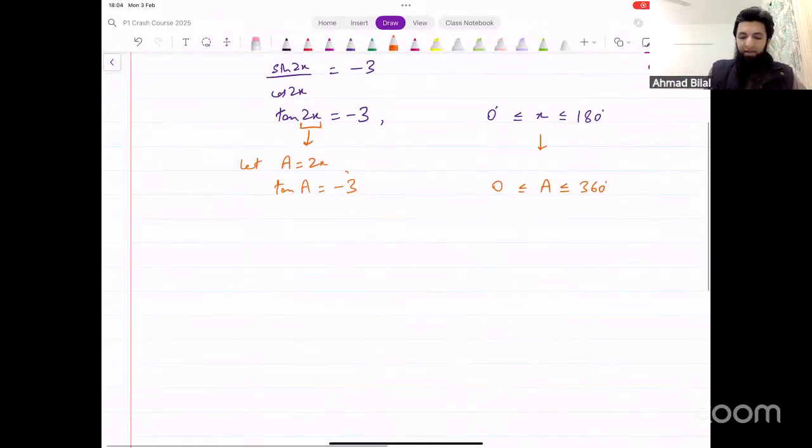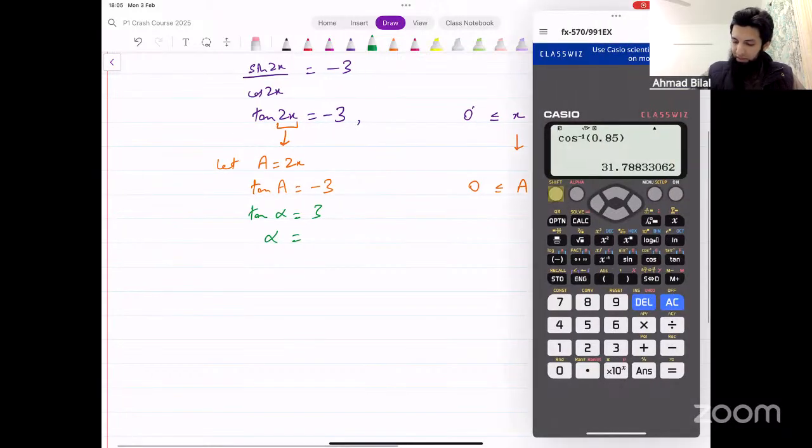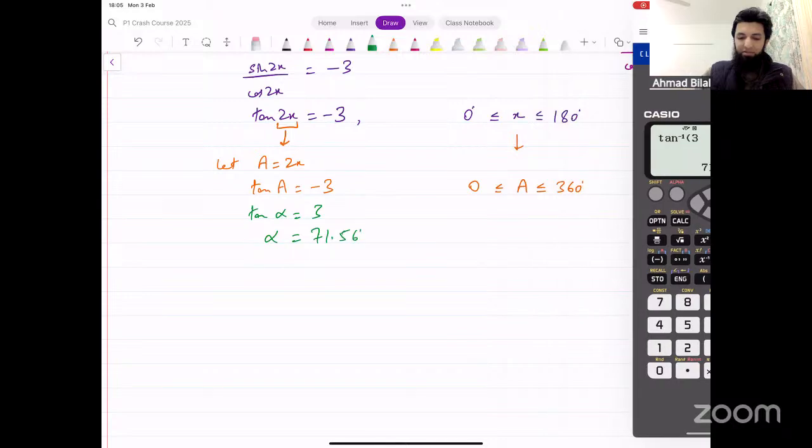So we were here, tan A equals -3. Now we just solve this equation and see what we get. Find the basic angle. First of all, tan alpha equals 3. Put this on a calculator, tan inverse of 3. What do we get? 71.566 degrees. That's the basic angle.